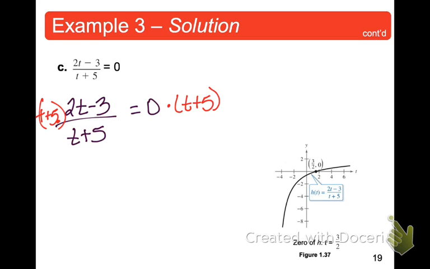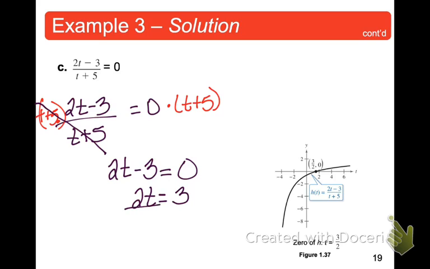Now, when I multiply 0 times t plus 5, what am I left with? 0. When I multiply the side on the left times t plus 5, my t plus 5s cancel out. So I'm actually left with just my numerator. And when we do rational functions, you'll see to find your x-intercept, you just have to set the numerator equal to 0. So at this point, I add 3 to both sides.